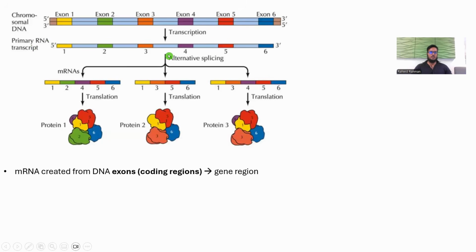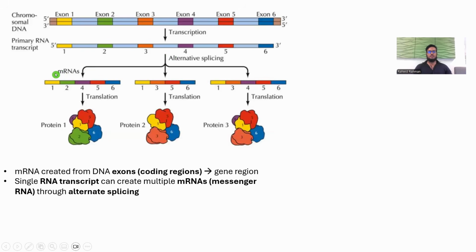Now, from this primary RNA transcript, something called mRNA is created. Obviously, you are thinking, what is mRNA? Are there other types of RNA? Yes, there are other types of RNA, but mRNA is the most crucial one, so I will talk about this first. The M is for messenger, so it's messenger RNA. From this RNA transcript, through different combinations of exons, different mRNAs are created.